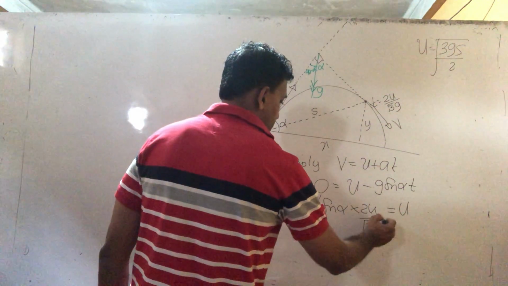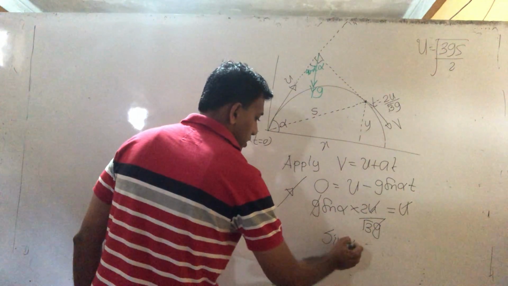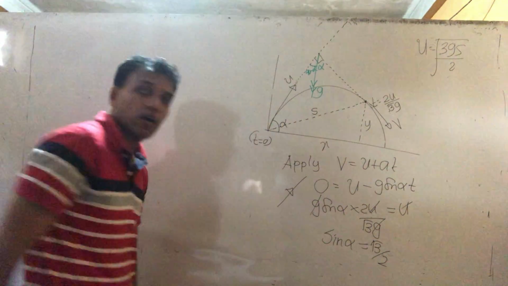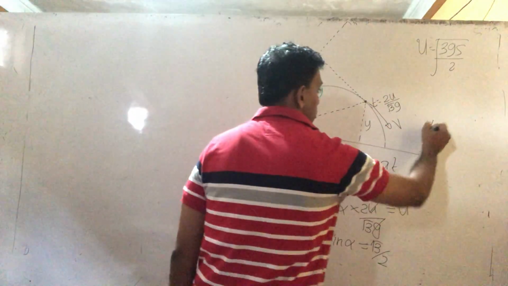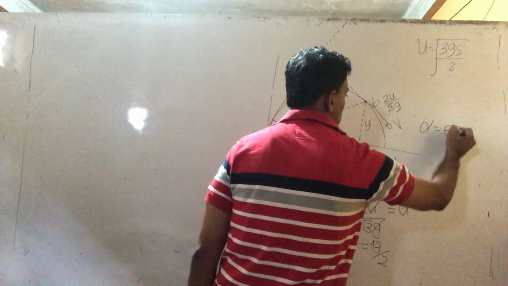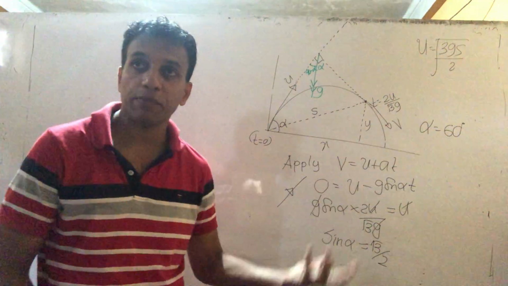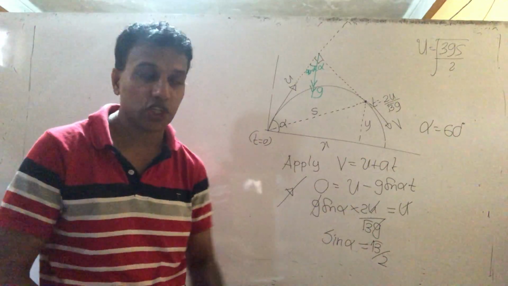G cancel, u cancel, sin alpha equal to root 3 by 2. Therefore alpha is 60 degrees or pi by 3, right? Therefore alpha equals 60 degrees. This is the major part of this problem. It can be solved hereafter if you break this part by finding the angle of projection.